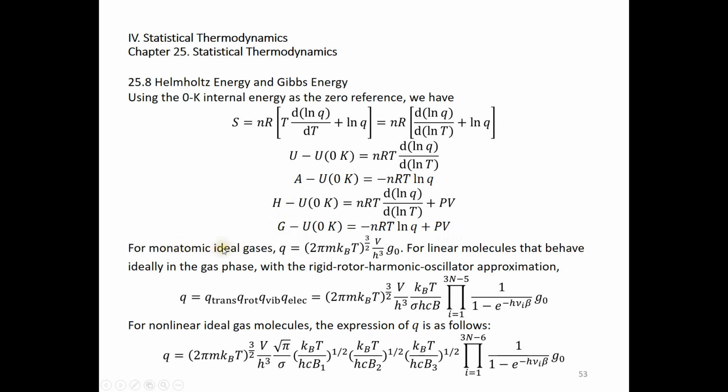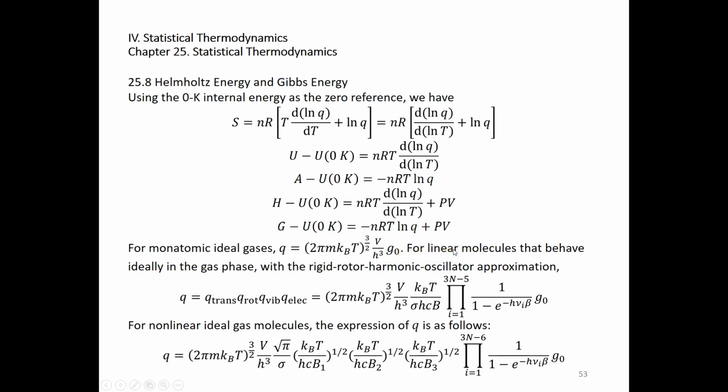For monatomic ideal gases, we have a really simple expression for q. q is simply the translational partition function times the electronic partition function. The translational partition function is (2π m kB T) to the power of 1.5 times the volume over Planck constant cubed. The electronic partition function is g0, assuming we can ignore the excited states.